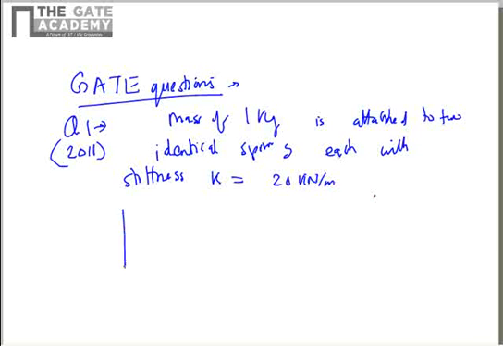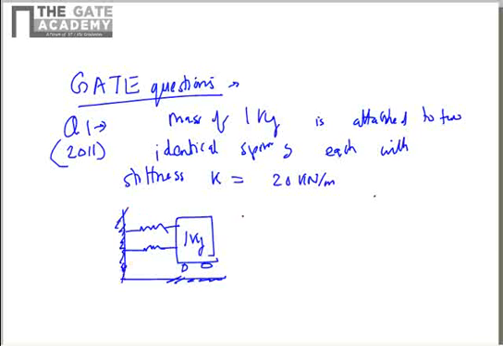The figure is given like this: two springs supporting a mass, and the mass has wheels on the ground, and the mass is 1 kg. The stiffness of each spring is 20 kilonewton per meter, under the frictionless condition. So there is no friction from the ground, so there is no damping of the oscillation. Then what is the natural frequency? That is the question asked.